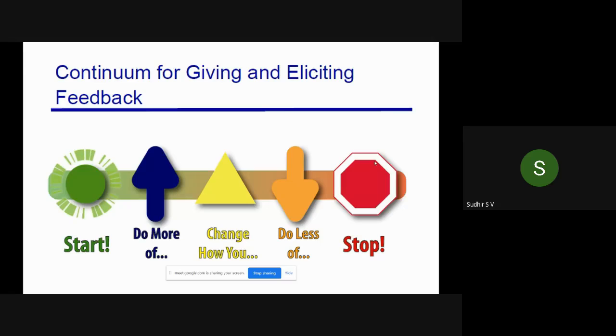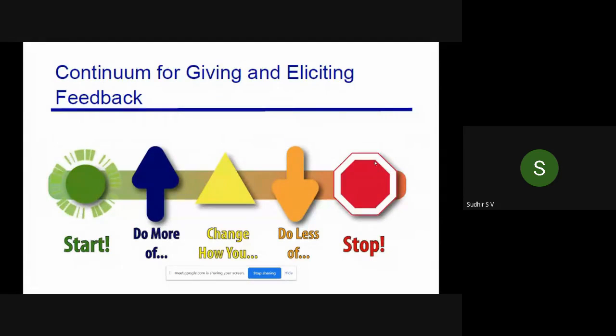Continuum for giving and eliciting feedback. When you're providing feedback or when you're asking for feedback, these are the things that you typically note. What should you start? What should you do more of? What are the things that are really working? What things are really working, you should do more of. Things that you want to change. What are the things that you want to change and what is the change?